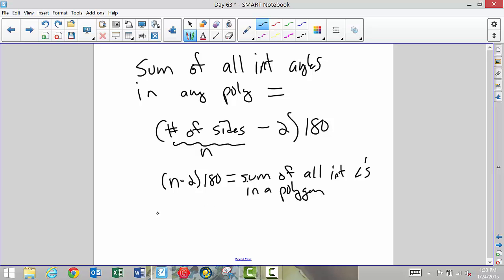And that makes sense, because a triangle has 3 sides. So 3 minus 2 times 180, we have 1 times 180, which is equal to 180. And that's what we know, that there is 180 degrees in a triangle. We're going to do more examples later in the video.